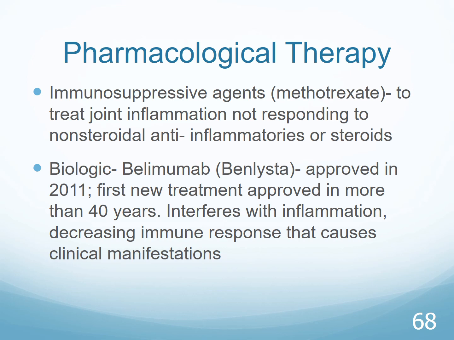Immunosuppressive agents, methotrexate, again, to treat joint inflammation not responding to non-steroidal anti-inflammatories or the steroids. So again, for this population, we can also look at those DMARDs and also biologics. Benlysta was approved in 2011. It was the first new treatment approved in more than 40 years. It will interfere with inflammation, decreasing the immune response that causes clinical manifestations. Because again, we are going to treat these manifestations as they occur.